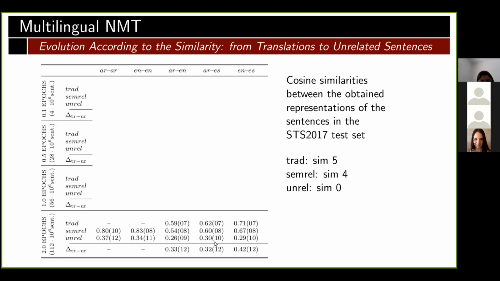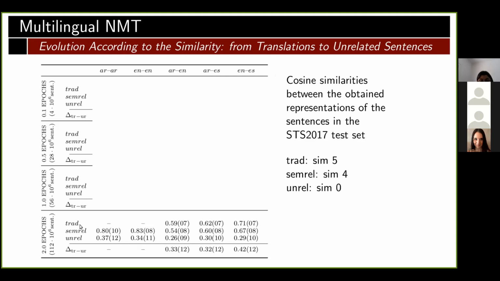At the end of the training, these are the columns: the similarity between pairs of sentences between Arabic-Arabic, English-English, Arabic-English, Arabic-Spanish, and English-Spanish. It is clear that in the first two cases, we don't have translation, it's a monolingual setting. So let's look at what happened in this multilingual setting.